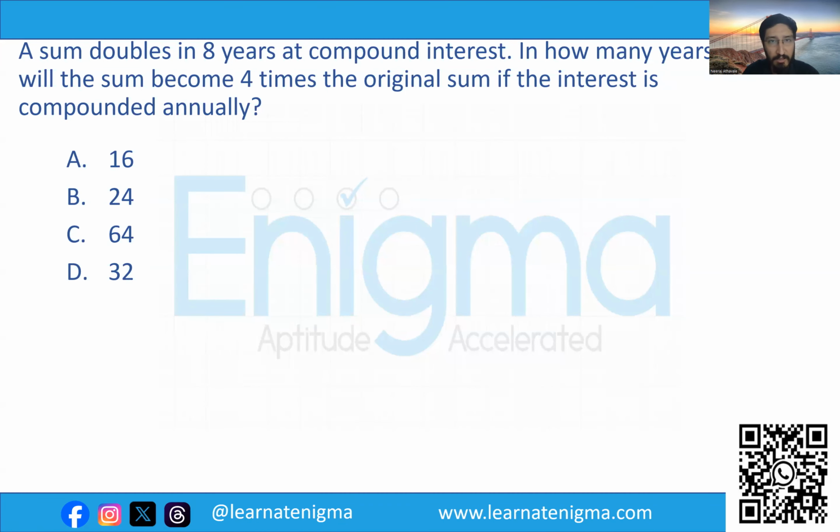A sum doubles in 8 years at compound interest. In how many years will the sum become 4 times the original sum if the interest is compounded annually? Now it is being compounded annually. The formula is A is equal to P into bracket 1 plus R by 100 raised to N.